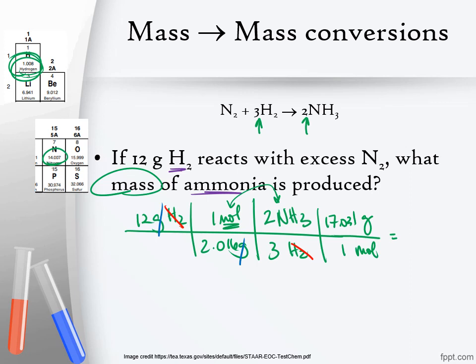When I do this math, I'm going to multiply everything on the top: 12 times 1 times 2 times 17.031. Divide by everything on the bottom, divided by 2, divided by 3. And our final answer is 68.124. We're going to keep 2 sig figs, 1, 2, that 1 is going to turn that 8 into an 8. Unit label, grams of ammonia, is our final answer.